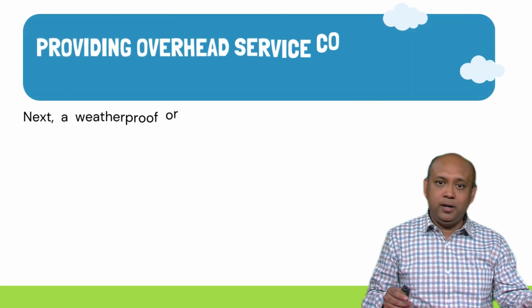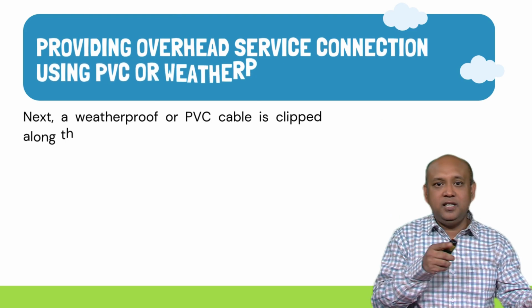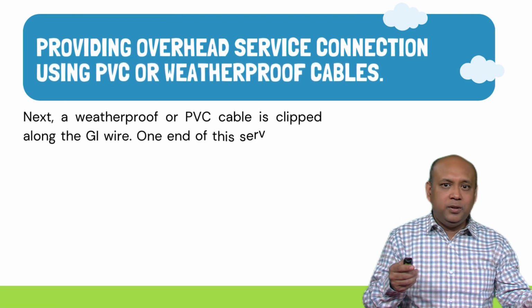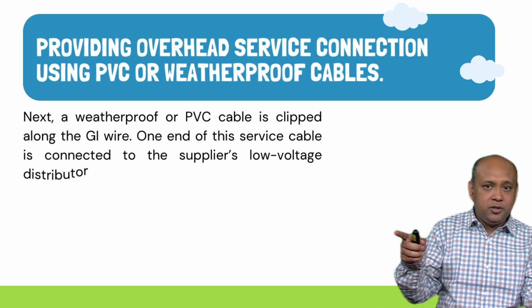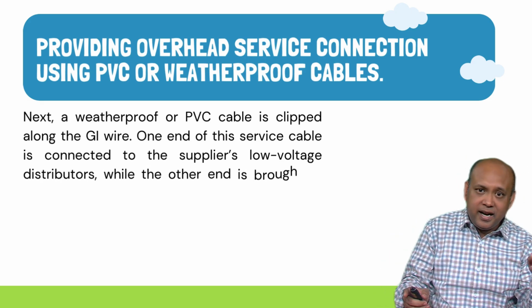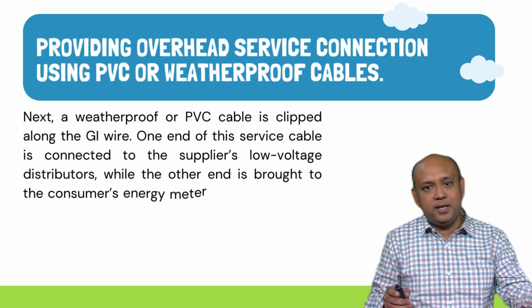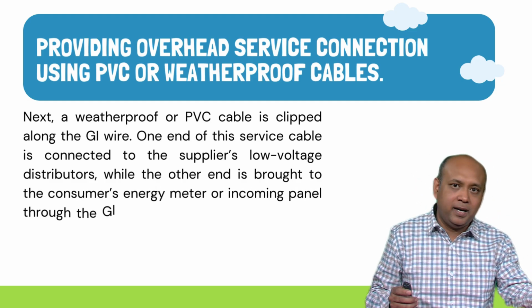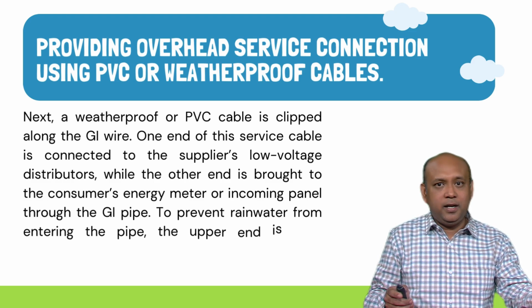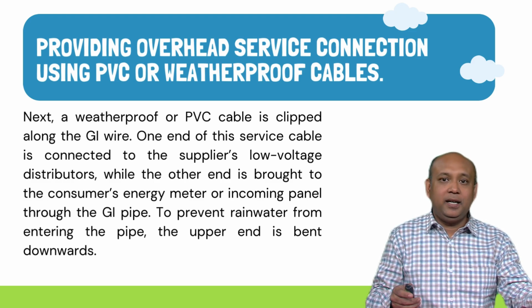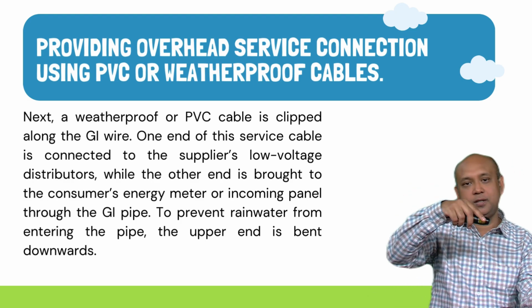Next, a weatherproof or PVC cable is clipped along the GI wire. One end of this service cable is connected to the supplier's low voltage distributor, while the other end is brought to the consumer's energy meter or incoming panel through the GI pipe. To prevent rainwater from entering the pipe, the upper end is bent downwards.